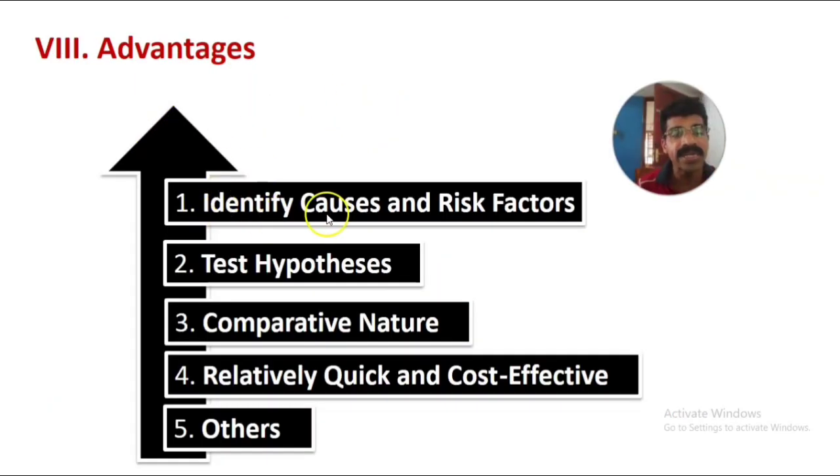First advantage is it helps to identify the causality, etiological factors and risk factors about the particular disease or health problem among the people in the community. So it helps to identify the etiological factors or causality and risk factors or determinants for the various health related problems and diseases in the community. Second one is it helps to test the hypothesis which we have prepared at the first step of the analytical study.